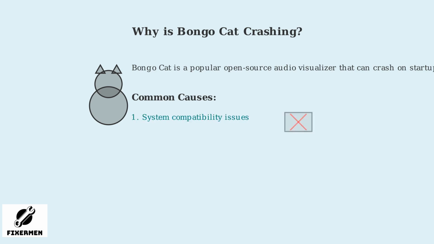System compatibility issues occur when Bongo Cat doesn't work with your operating system version or hardware setup. Unmet software dependencies, such as an outdated or missing Java runtime environment, prevent Bongo Cat from running properly. Conflicts with other software, such as antivirus programs or overlays, can interfere with Bongo Cat's operation. Insufficient system resources, like low RAM or CPU power, can cause Bongo Cat to crash during startup.